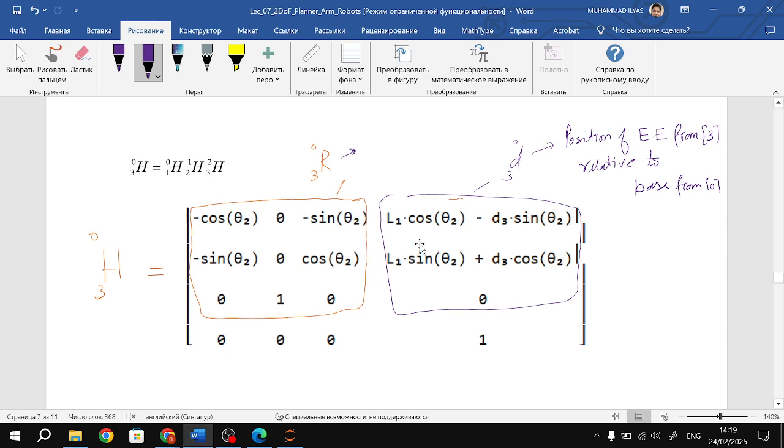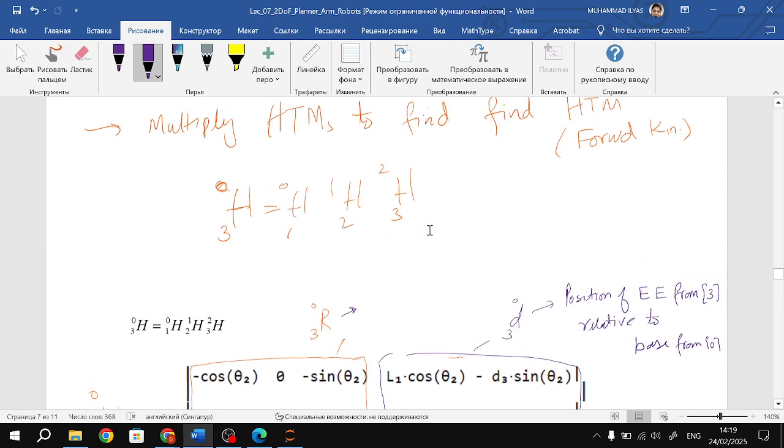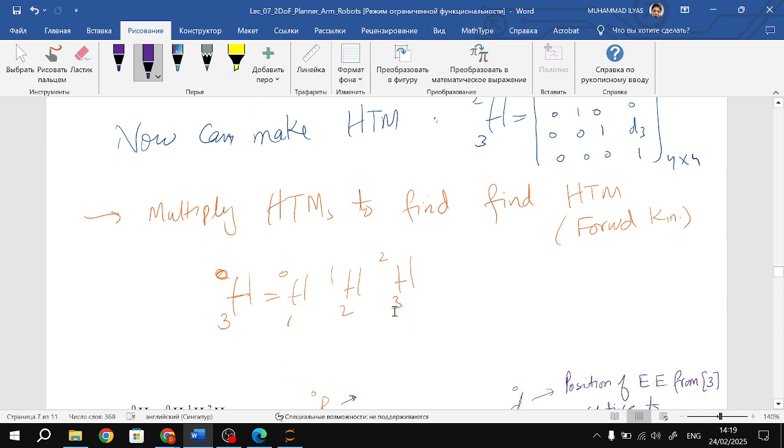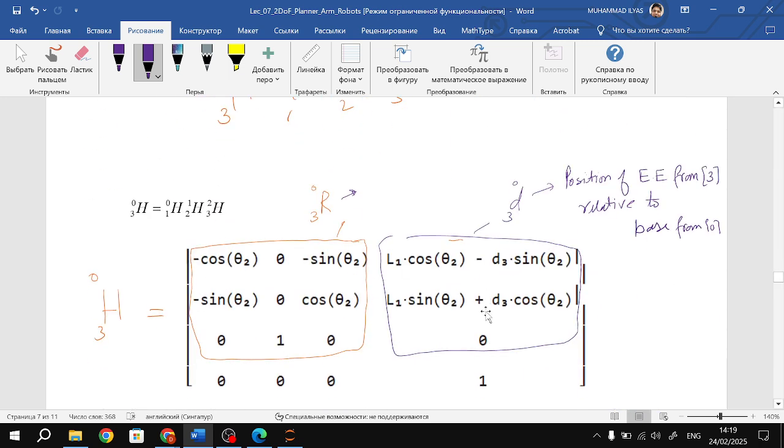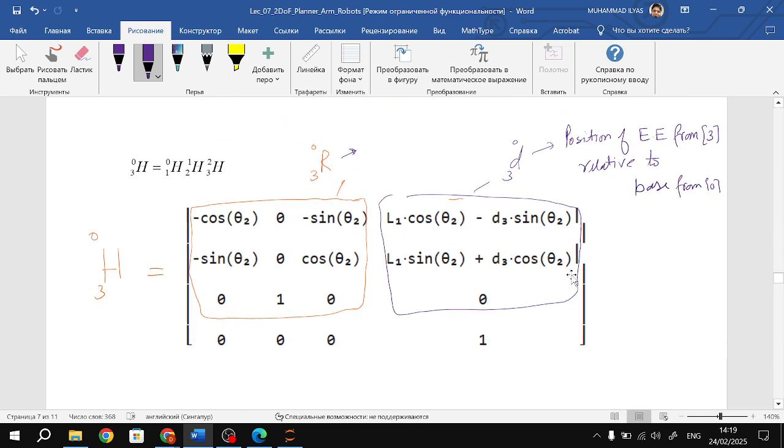Okay. Just you code like this. You already have these three HTMs. You multiply them using the symbolic toolbox of MATLAB or symbolic form of Python, and you can get the result like this. So you can do it manually, but it's a very long process. So you can use the software, right?